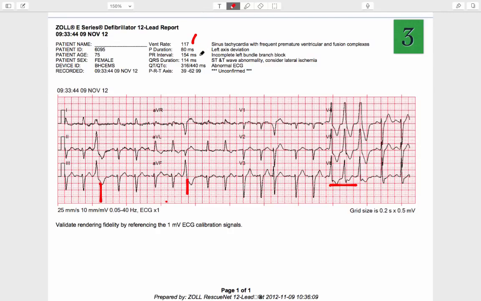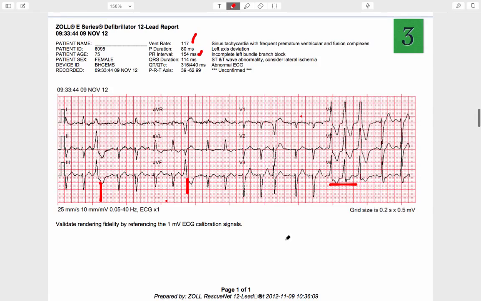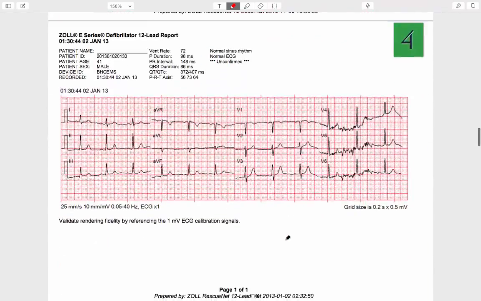And so then we start looking at measurements. The PRI is okay. The QRS is okay. The QTC is okay. And because that QRS is less than 120, we don't need to worry with axis and bundle branch.